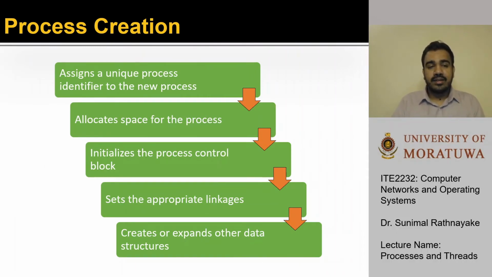The process creation process, right? The steps in process creation include assigning a unique process identifier to the process, allocating memory space for the process, initializing the process control block, setting appropriate links, and creating or expanding other data structures as necessary. So these are the process creation steps.